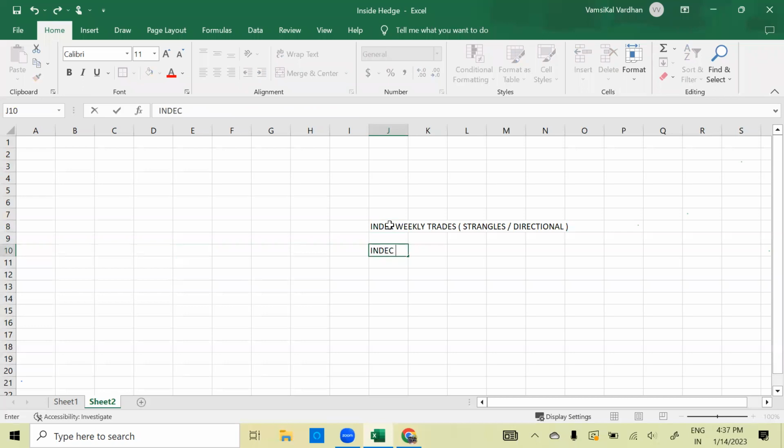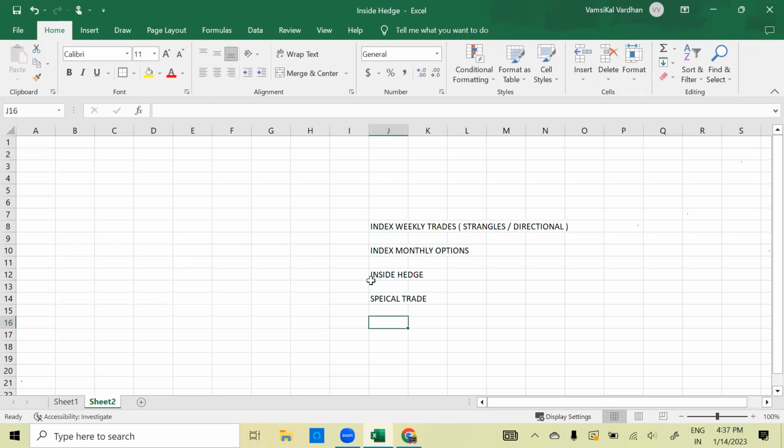Then we are doing index monthly options. Next we are doing inside hedge. Next we are doing special trade. These are the four things which we are doing mostly in index trades. Inside hedge, this is the first session we had. So from tomorrow, either inside hedge or special trade, any one trade we will definitely hold at all points of time, because these two are properly hedged.